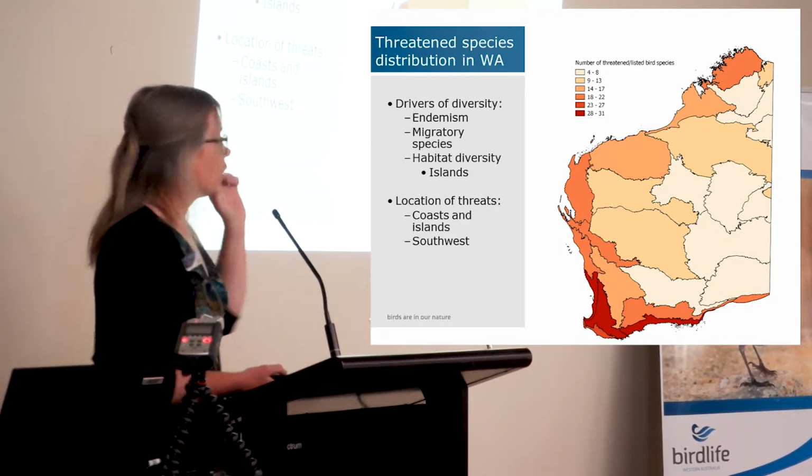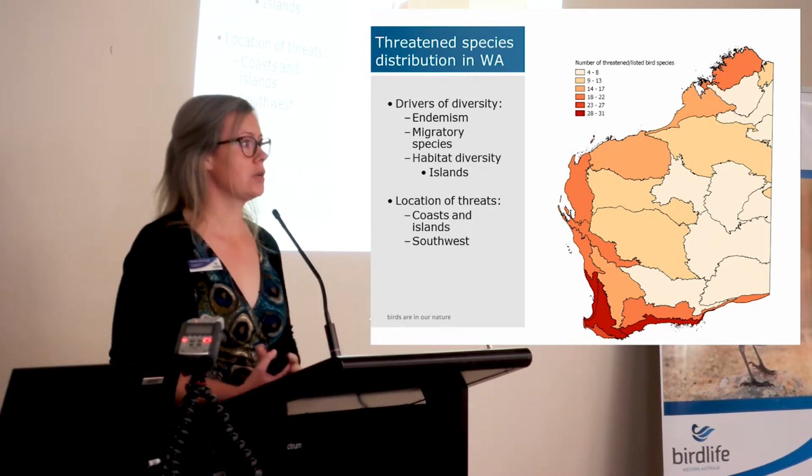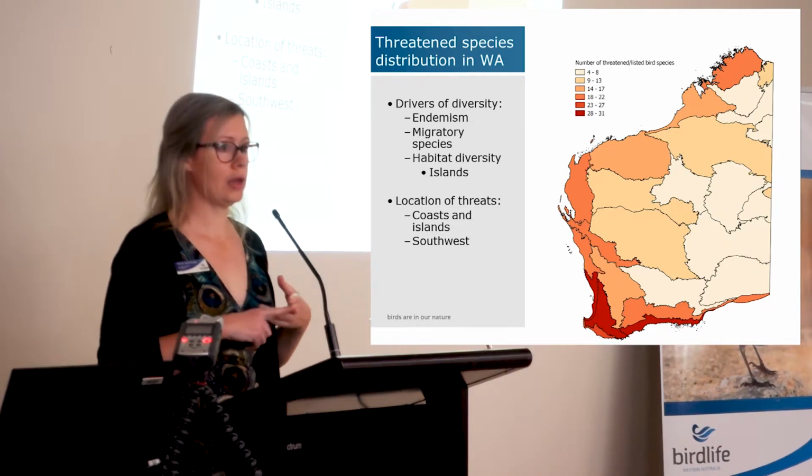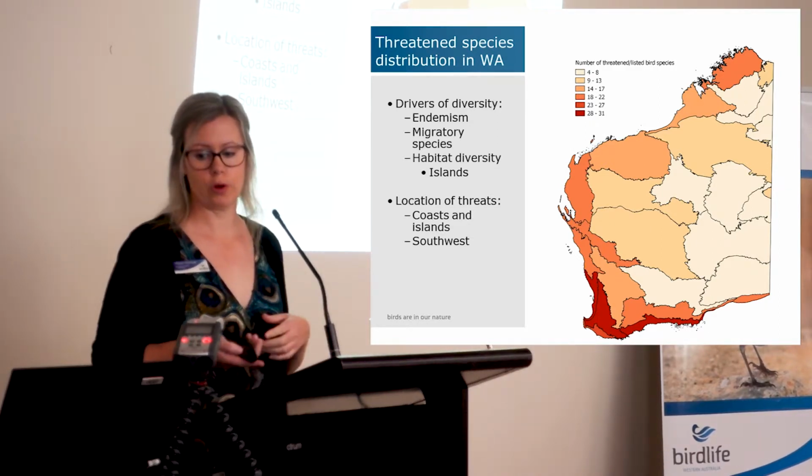We still see that our coasts are quite dark, and that mostly relates to 2 things: 1, our migratory shorebirds, and 2, our endemic island birds that are found nowhere else.